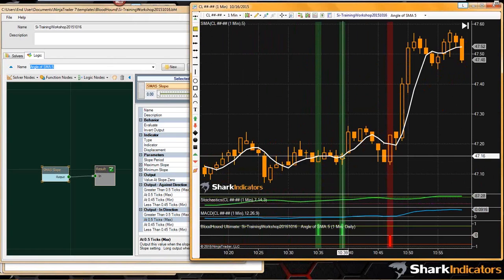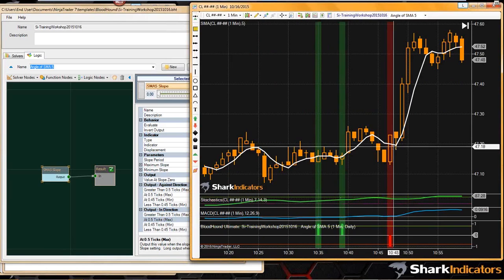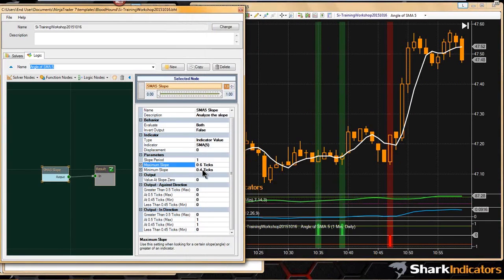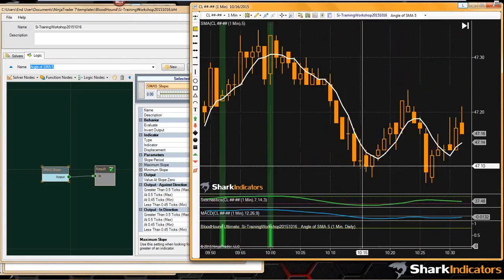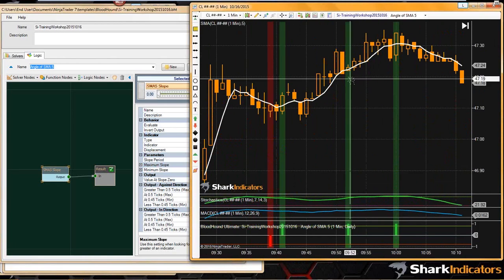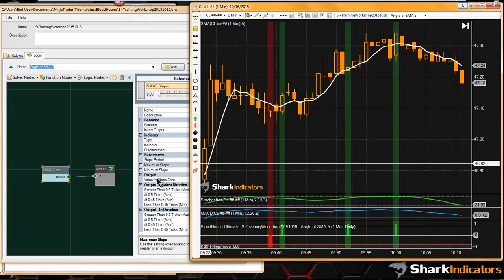So on these bars, the SMA has that angle. It has that sloping angle from 0.4 to 0.6 there. So there you go. Now we're finding very specific slope angles.